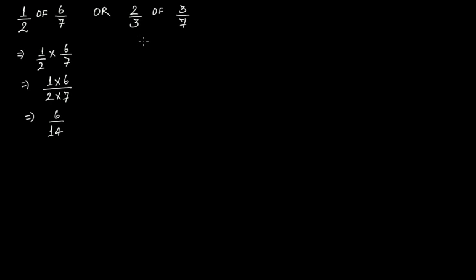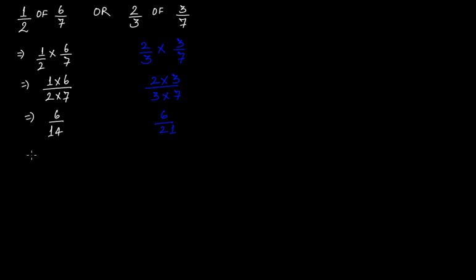Now solve for this one. In this case, we have 2 by 3 times 3 by 7. And this will be 2 times 3 and 3 times 7. It will give you 6 by 21. Okay. Now let's simplify them again. It makes our calculation easier.